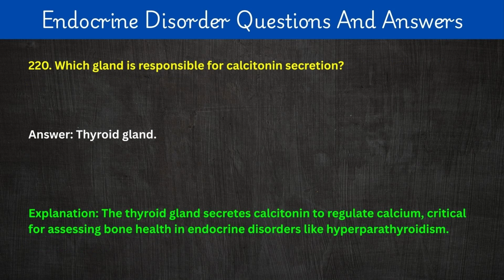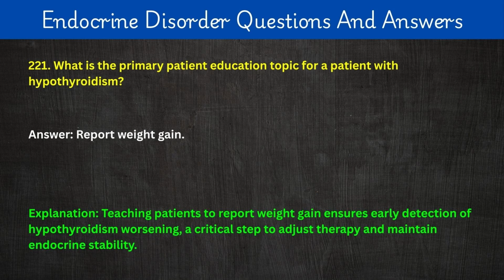220. Which gland is responsible for calcitonin secretion? Answer: thyroid gland. Explanation: the thyroid gland secretes calcitonin to regulate calcium, critical for assessing bone health in endocrine disorders like hyperparathyroidism.